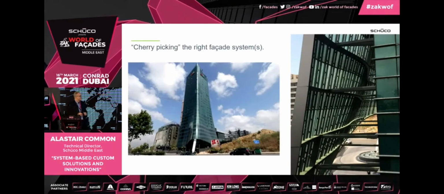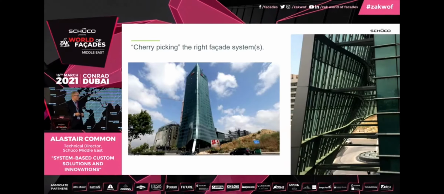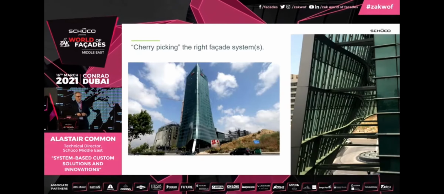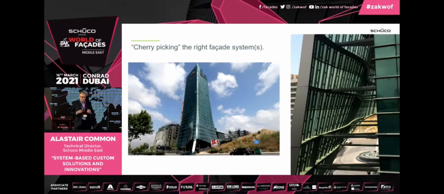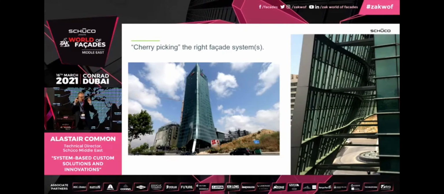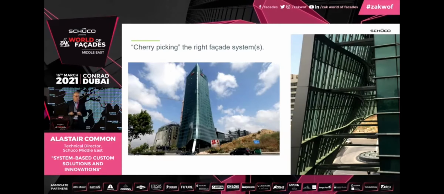So you can see here on the right-hand side, this is a view from inside of the elevation. So you can see that whole cold bending effect which is happening within the facade, but you can also see how the unitized system was able to accommodate that. So again, we didn't reinvent anything, but it was about cherry picking and selecting that right facade system for the application that was required.